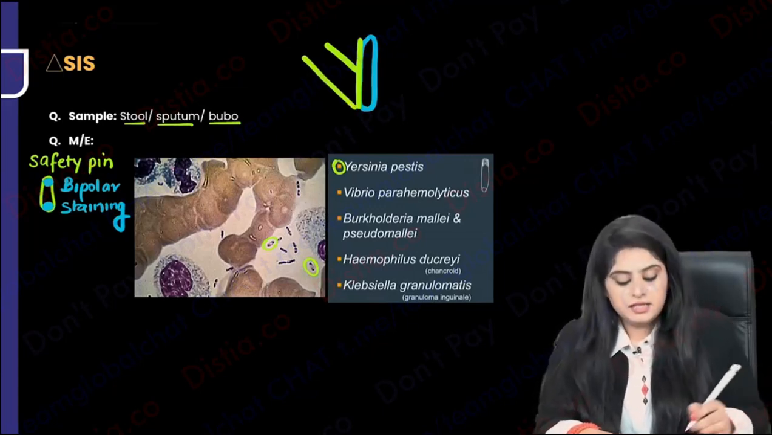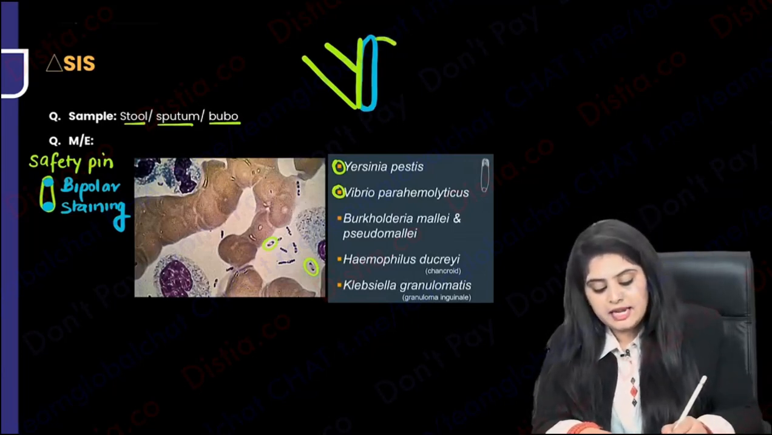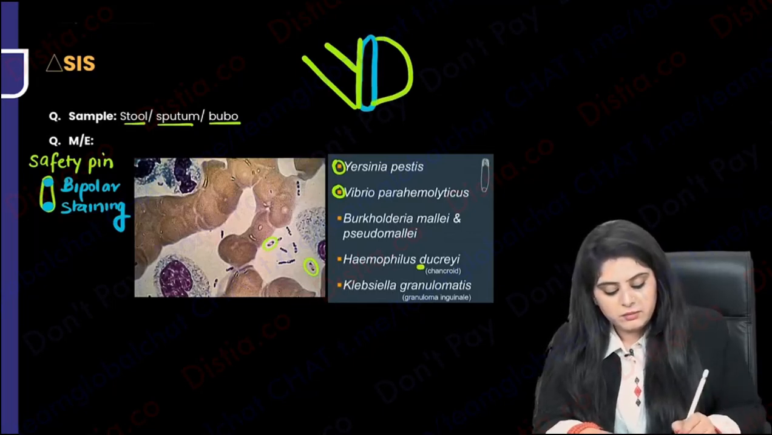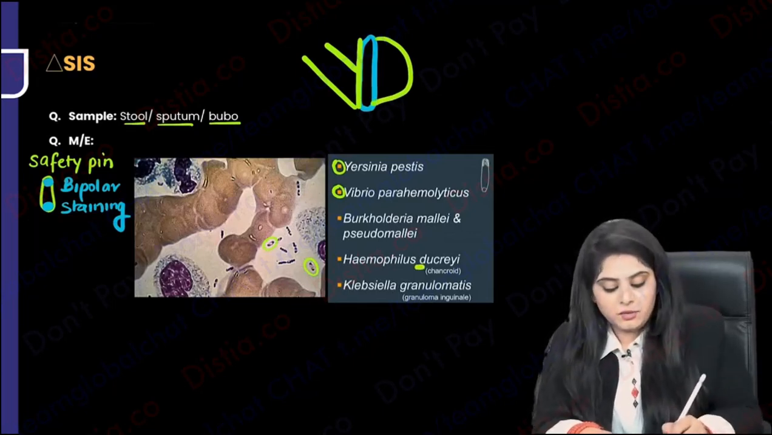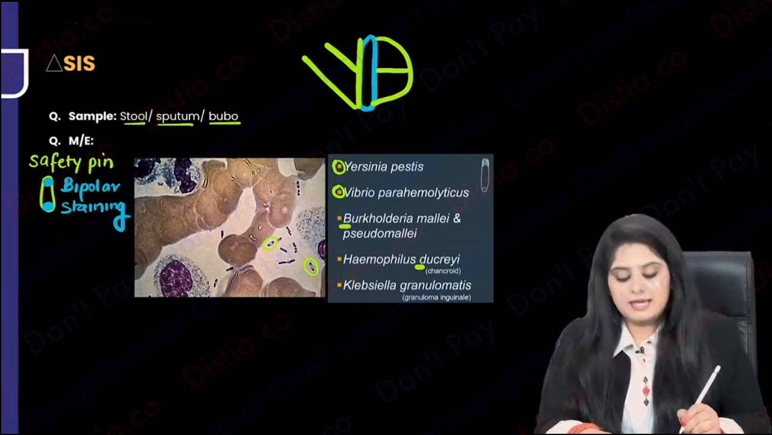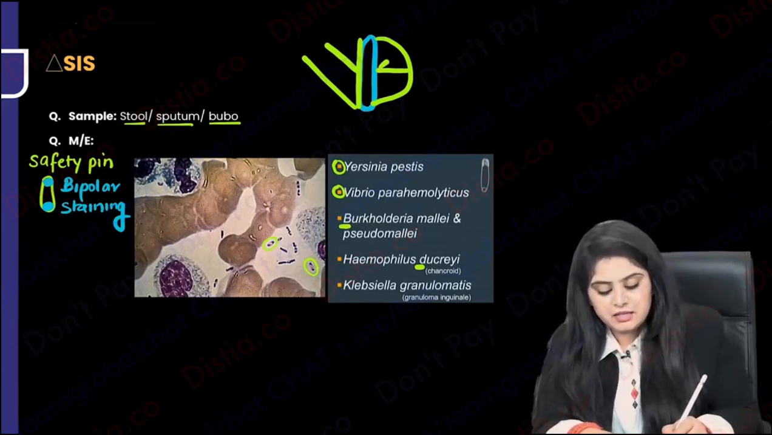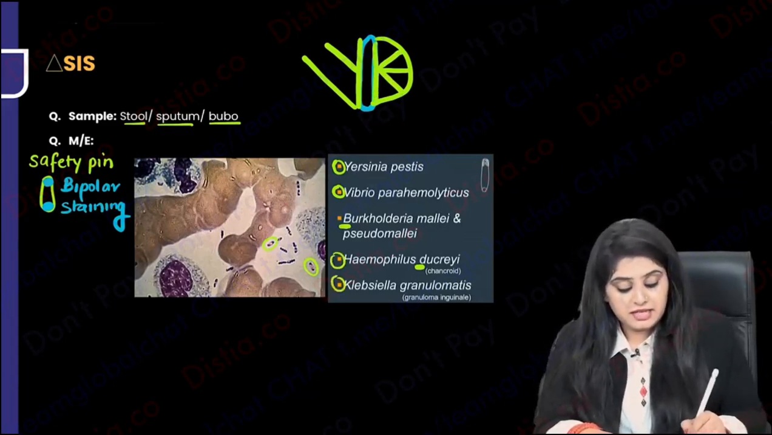So that is going to be Vibrio parahemolyticus. Okay. From here, can I end up making a D? So Haemophilus ducrei. From the D, can I make a B? All the Burkholderia mallei, Burkholderia pseudomallei. And finally, we have that I can dissect it and make a K. And that K means Klebsiella granulomatis.